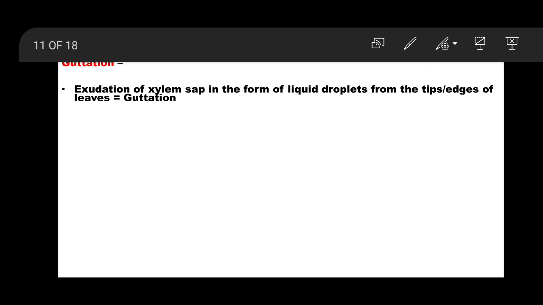So let us begin with the topic guttation. Please be focused on the topic, be concentrated. So let us go to guttation. What is guttation? It is exudation. Exudation means coming out of the cell, out of the structure. So exudation of xylem sap. The sap in the xylem will come out. Exudation of xylem sap in the form of liquid droplets, not in the form of vapor, coming from the tip or edges of the leaves.